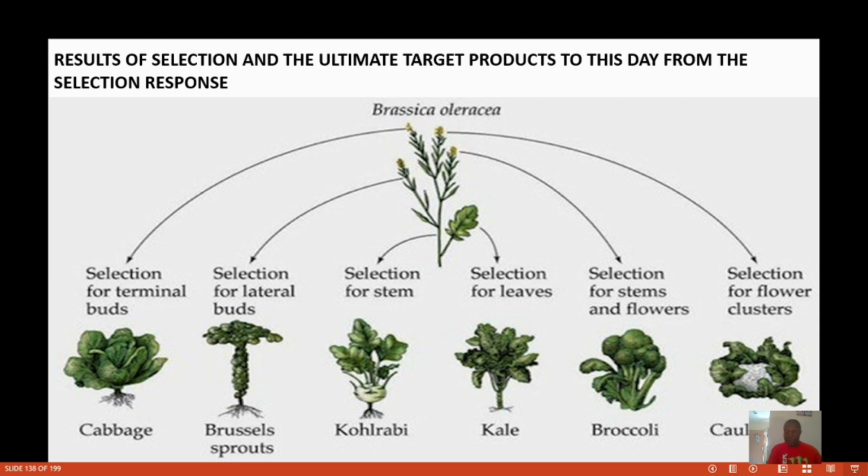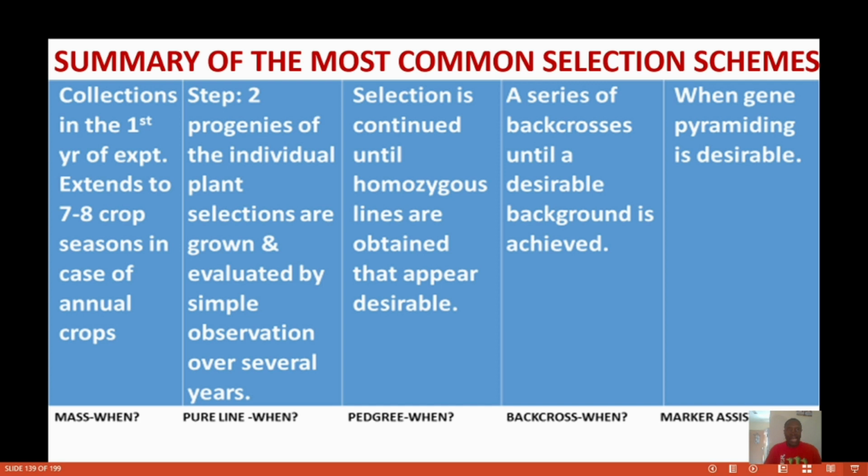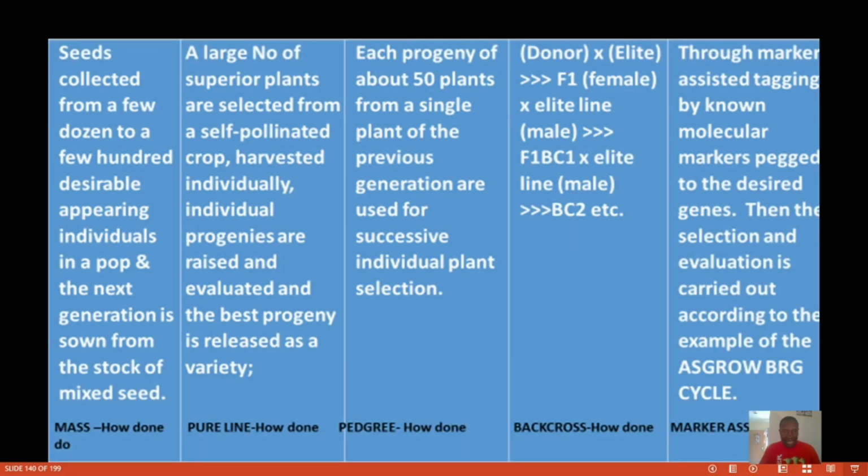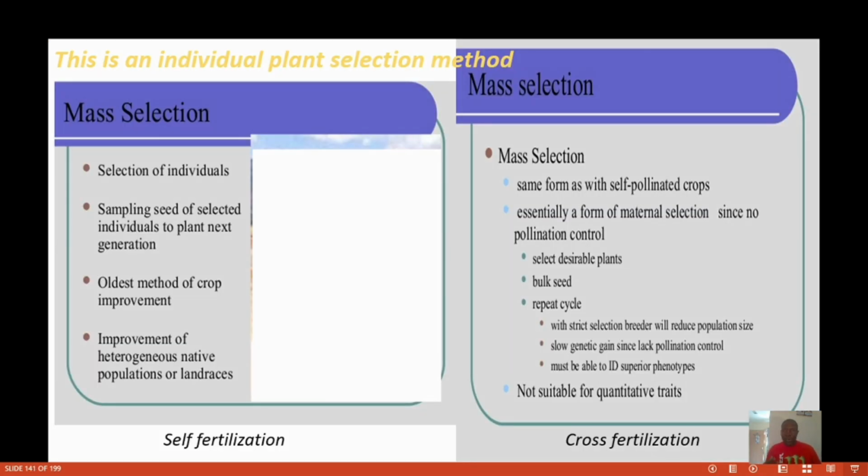The selection response. Right. As we move on, we want to change our mindset as we go from one area to another. I have here a summary of the most common selection schemes. We have the issue of when to use mass selection, pure line, pedigree, backcross, and marker-assisted or genomic selection. The summary goes further on mass selection, pure line, pedigree, backcross, not when, but how. It's a summary, and I will not really go into this detail.